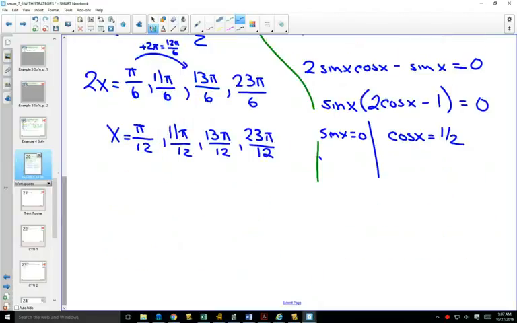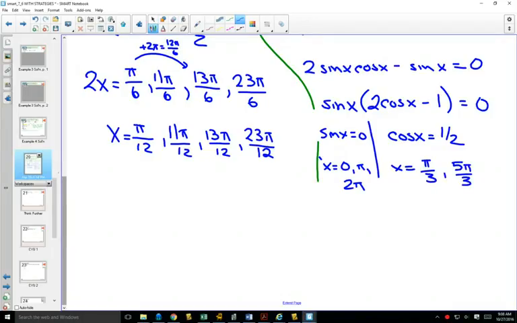When is sine equal to 0? 0, pi, and 2 pi. When is cos equal to a half? Pi over 3 in quadrant 1, 5 pi over 3 in quadrant 4.